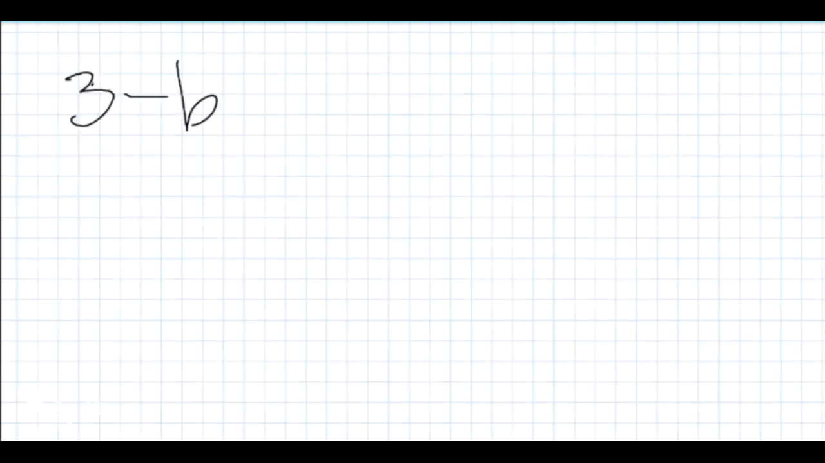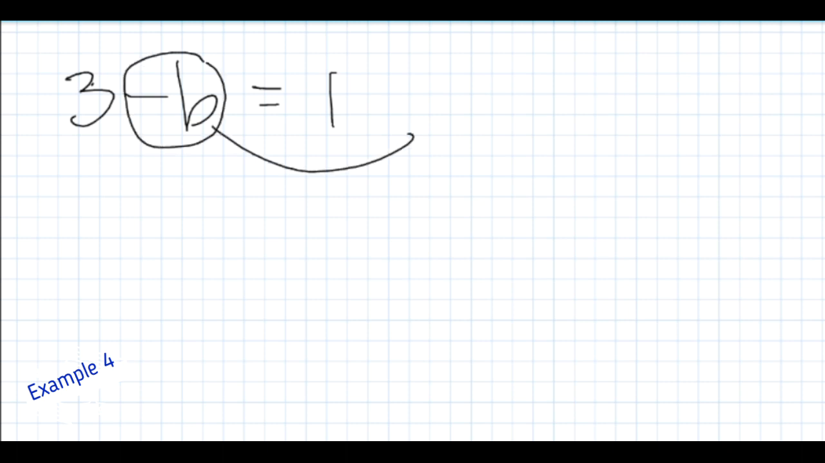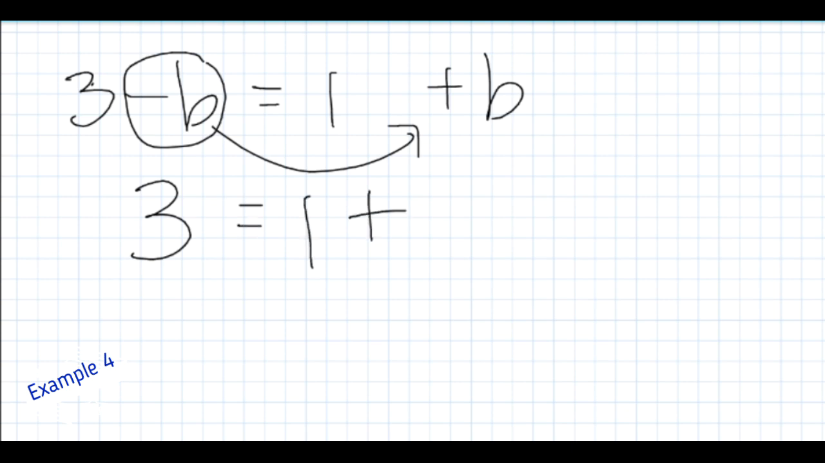3 minus b is equal to 1. This minus b I can take over to the other side to become plus b. So 3 minus b has disappeared now. It's gone to the other side: 1 plus b. And then now we move this 1 and take it over to this side. It becomes minus 1 on this side.